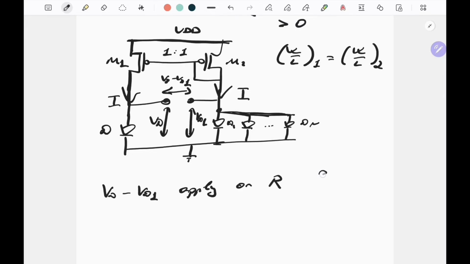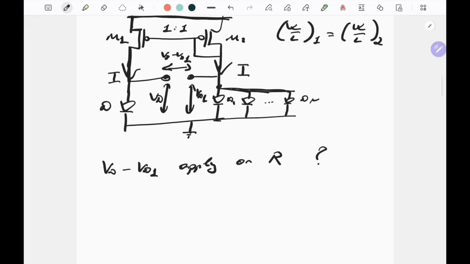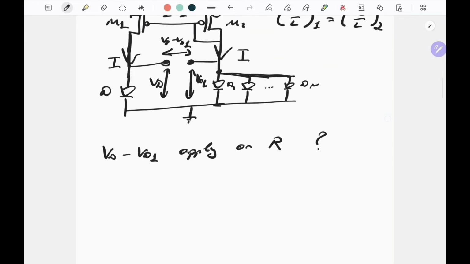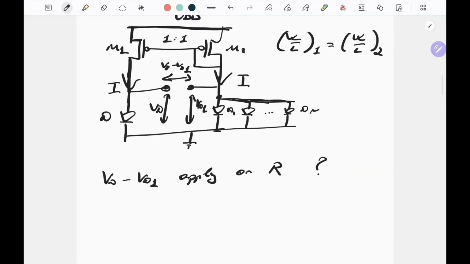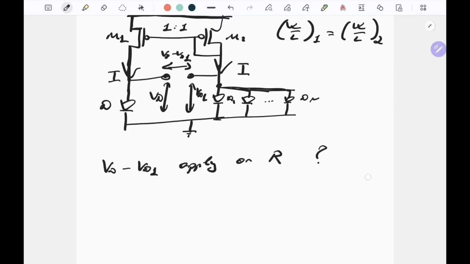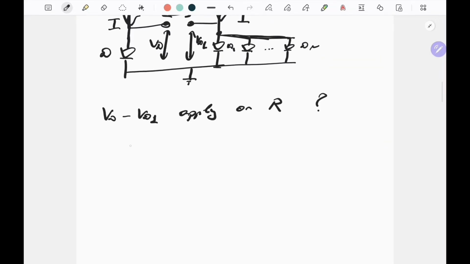But how to do this? How to achieve this? How to apply the VD minus VD1 on this resistor R? One might use this naive approach to put the resistor exactly between these two differential terminals. And let's see what will happen.